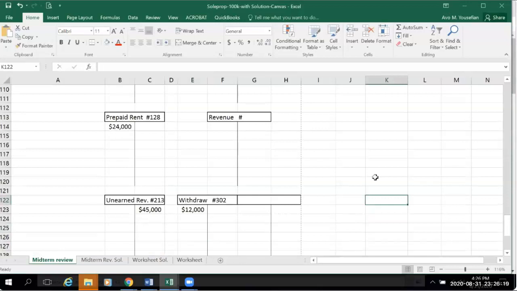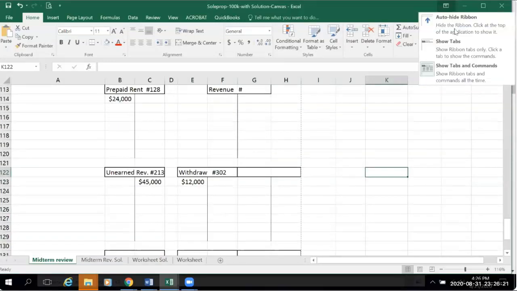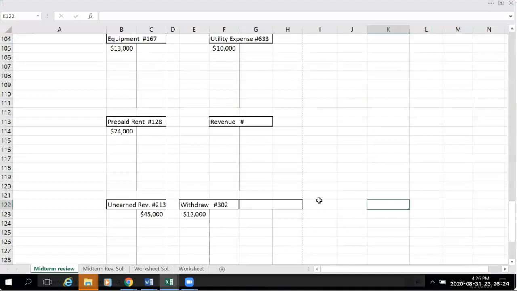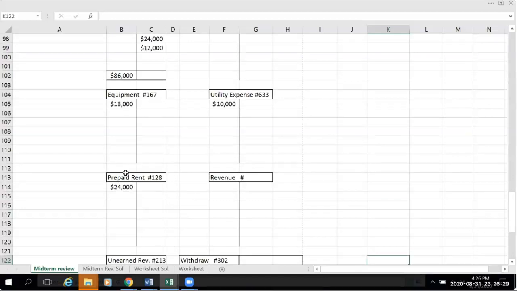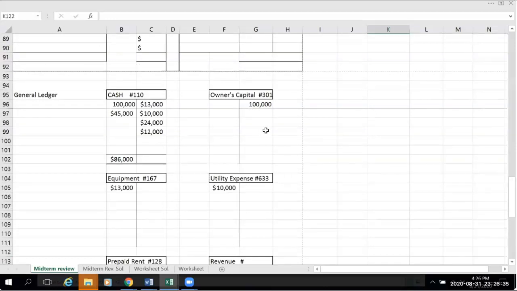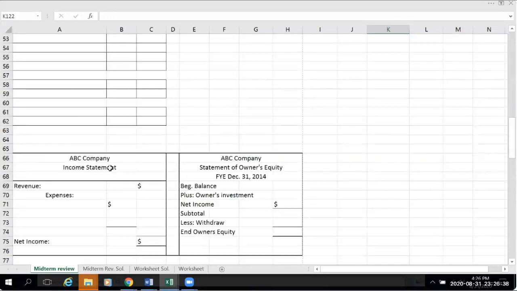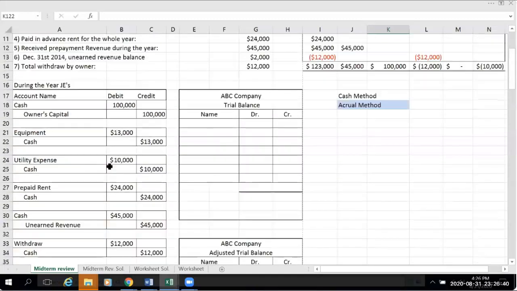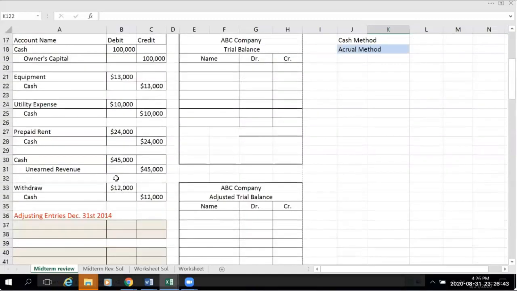So now I have all these T accounts with balances, 45, 12. There is no revenue yet, but there's a prepaid rent. There's utility expense, equipment, cash, owner's capital, right? All those type of things. Beautiful. So what you do at this moment, this is end of the year now. You have to see what's going on. So you have to put your account numbers in the trial balance, create this trial balance.